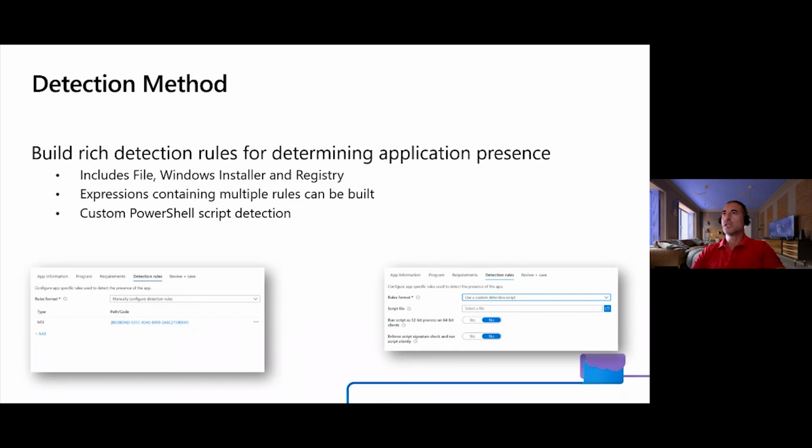We can define different detection methods. We can use the GUID of the MSI if this is a Windows installer. We can check for the existence of a file, the property of the file, including the version, the size, date, and time of creation. Or we can check the registry key and the values. Again, as for the requirement rule, you can use more complex methods by using a PowerShell script.